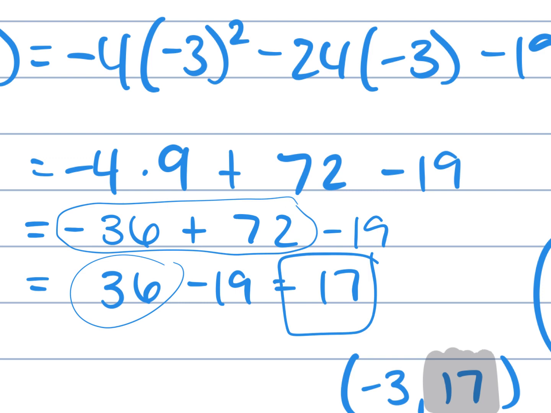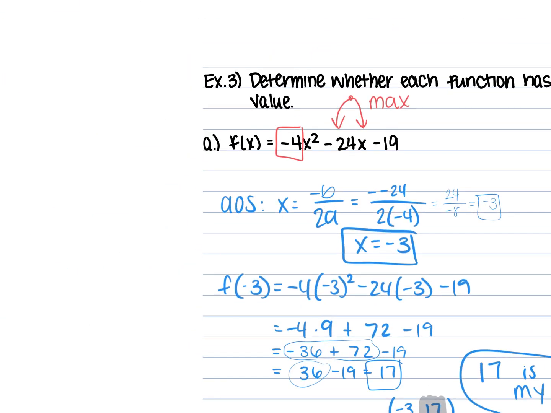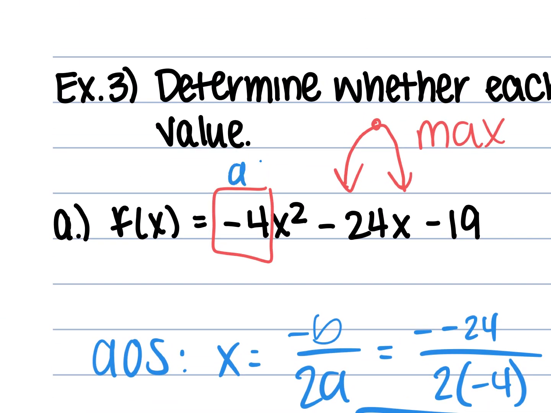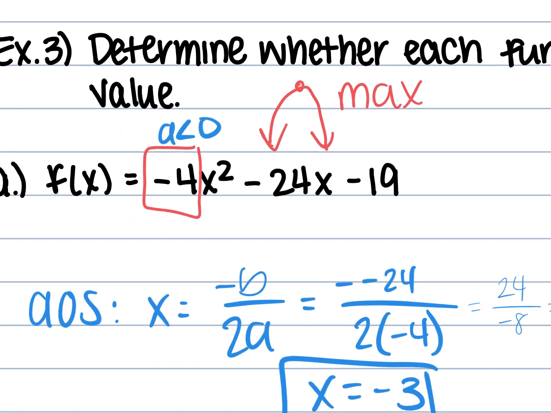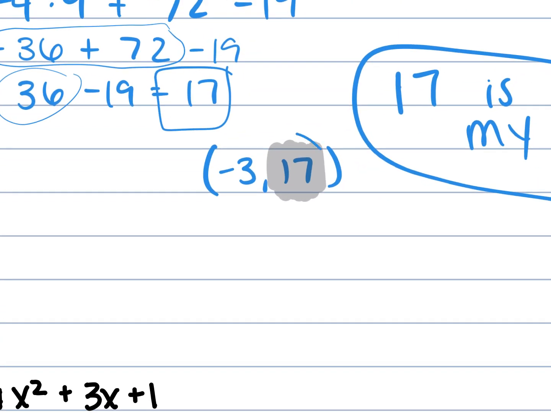David, how do you know when you're going to have a maximum or minimum? That's a great question. That all depends on your a value. In this case, my a value was less than 0. It was negative. That will always create a maximum because your graph will be facing down. Is my y always going to be the max? Yes, this will always be your maximum. You're never going to use the x value for your maximum or your minimum.